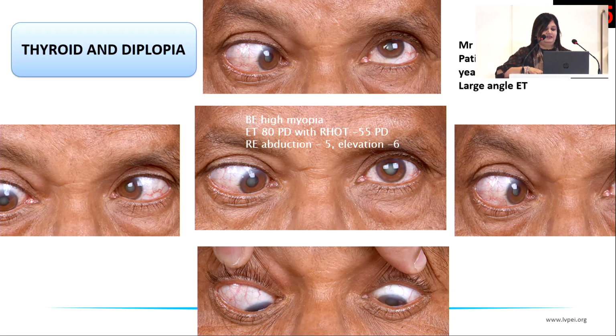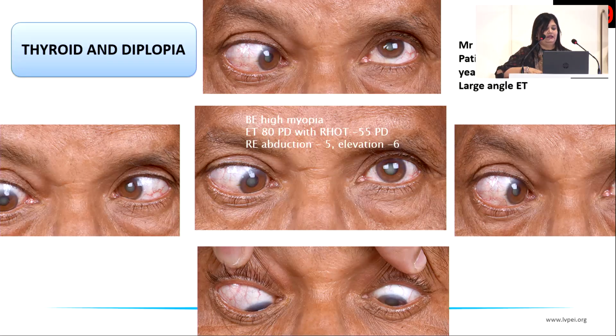This is a 56-year-old gentleman, Mr. CB. He is a patient of thyroid eye disease for over 4 years. He's in the chronic phase now, or the fibrotic phase. He presents, as we can see very clearly, with a very large angle esotropia. His right eye is fixed in an adducted and slightly hypotropic position. He has an esotropia which on Krimsky he just cannot fix. It measures about 80 prism diopters. He has an abduction of -5 and elevation of -6, as you can see in these, and he's also a high myope.